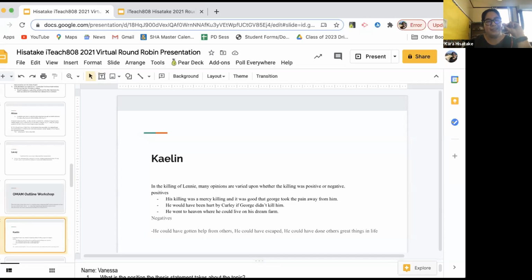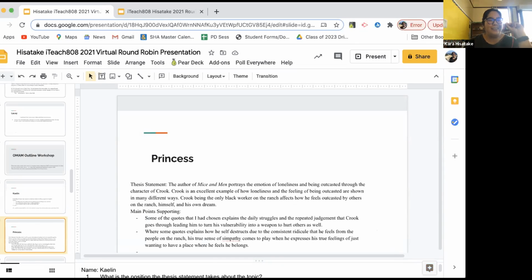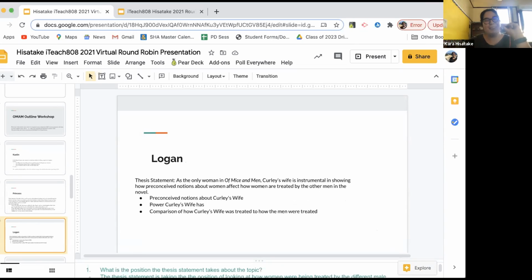So you can see here, they have their name, they have their thesis statement and their main points. So once they finish writing that out, and at the same time, as they're writing it out, I can look through everyone's thesis statements and see how I can support them. Are they doing well? Do they need to be more specific? Is it not making an argument? And so on.